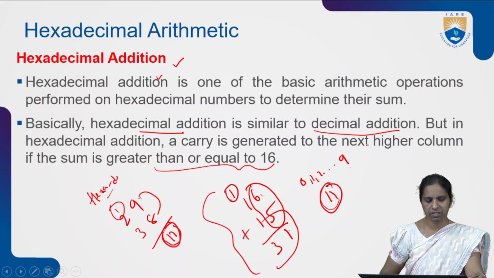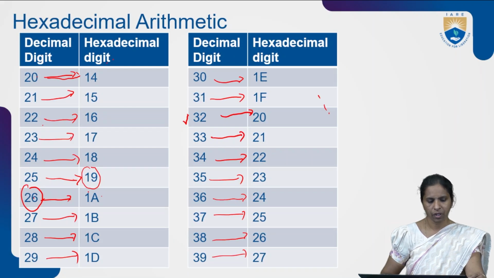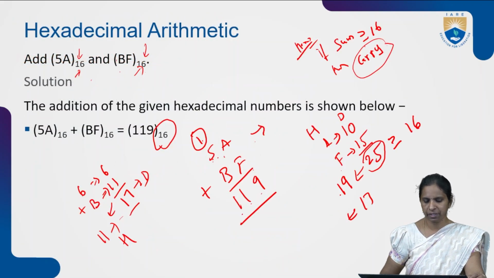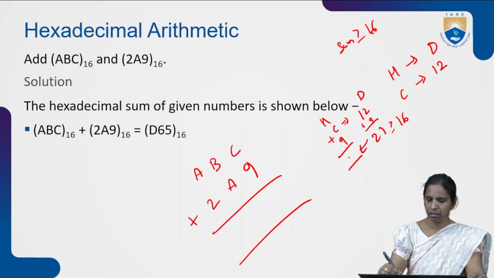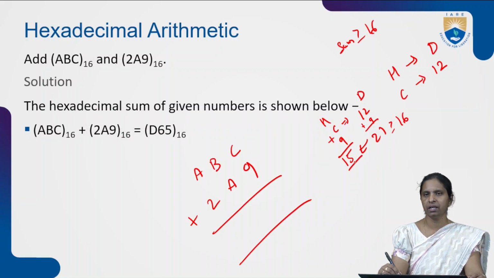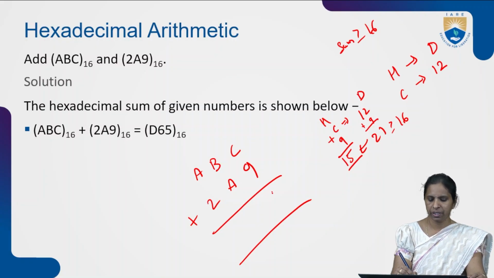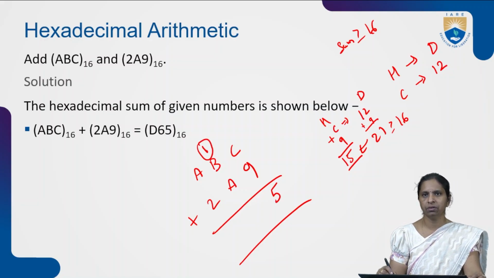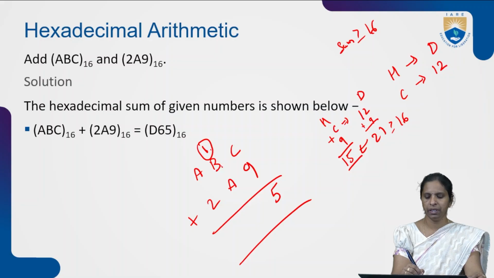Previously you have seen the table here. 21 in the decimal number system is equal to 15 in the hexadecimal number system. Therefore, write down 5 here and write down the carry 1 here. Next, what you have to do? You have to add this 1, B and A.